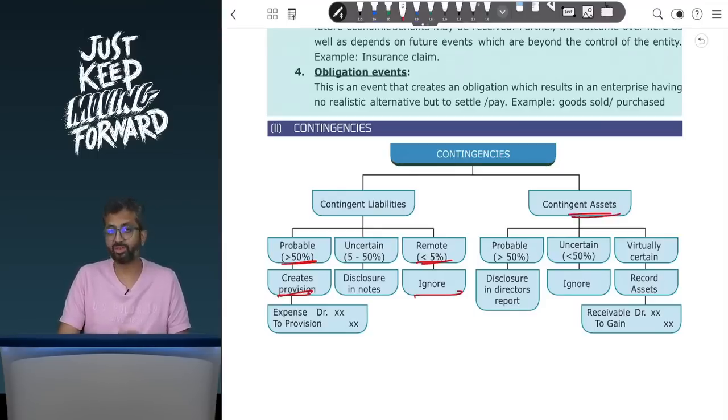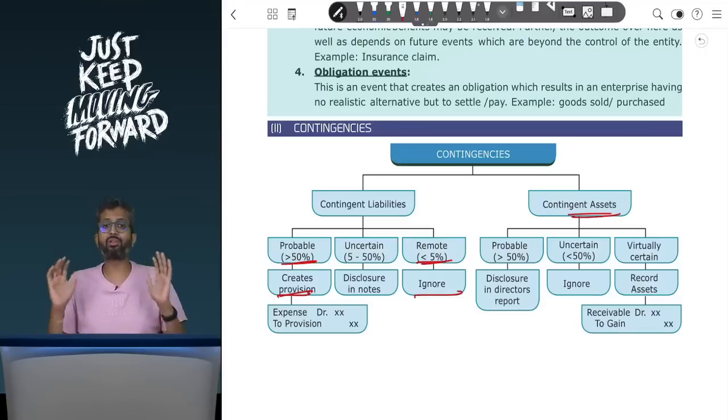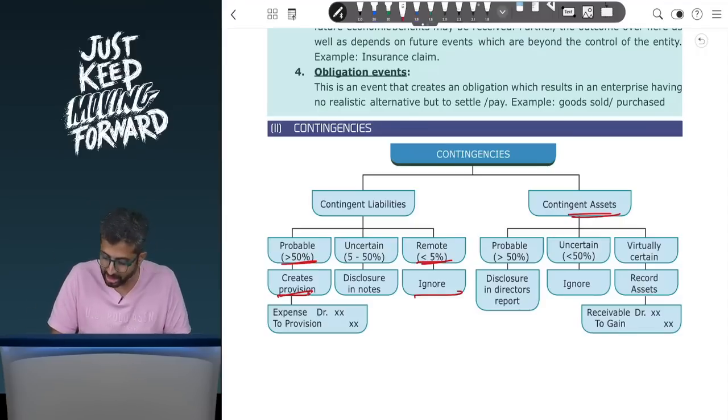Contingent assets, prudence and conservatism kicks in. They say that even if it is probable, you will just give a disclosure. However, if it is uncertain, you will ignore it altogether.